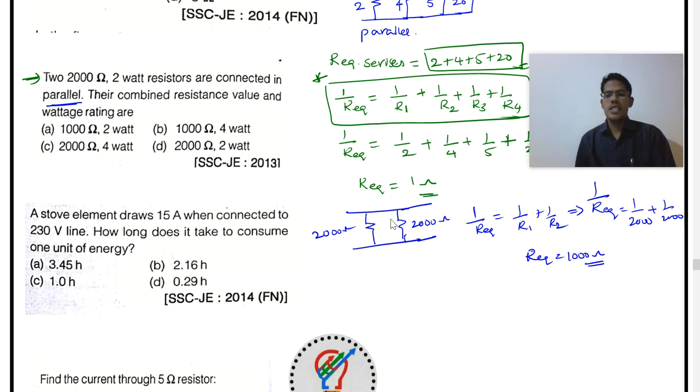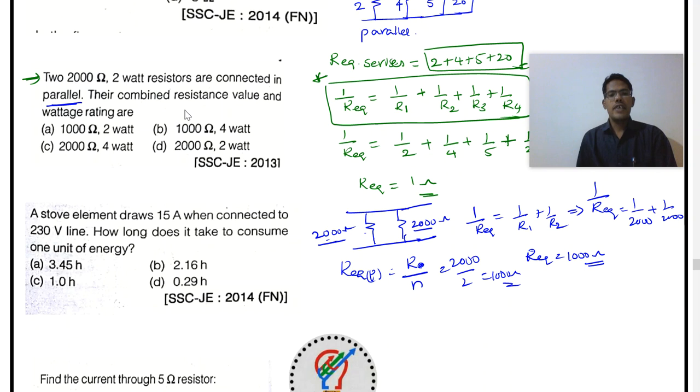Okay, so there is one more shortcut here. Suppose there are same values connected in parallel. R equivalent, when the same value is given in parallel, is the R value divided by n, the number of parallel paths. For example, if you apply this formula here, the R value is the same. How many paths? 1, 2. So simply 2000 by 2 will give a shortcut of 1000 ohms here.